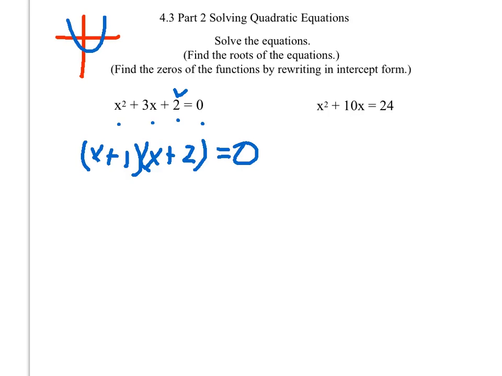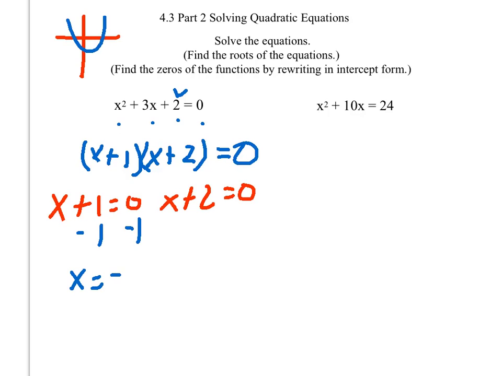So our next step in this, very simple, is just to set each binomial equal to 0. So we have x plus 1 equals 0 and x plus 2 equals 0, and now we just solve for x. So very simple, an extra step on the stuff you've already done. So here x would equal -1 and x would equal -2. So the graph of this parabola is going to cross the x-axis at -1 and -2.